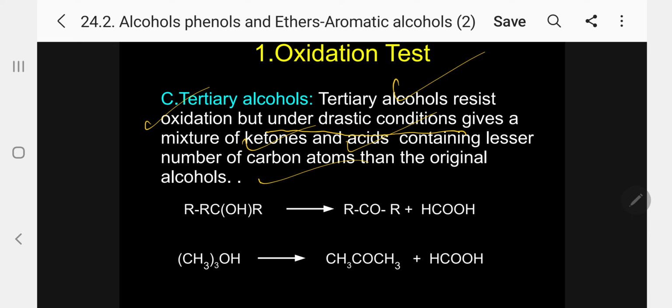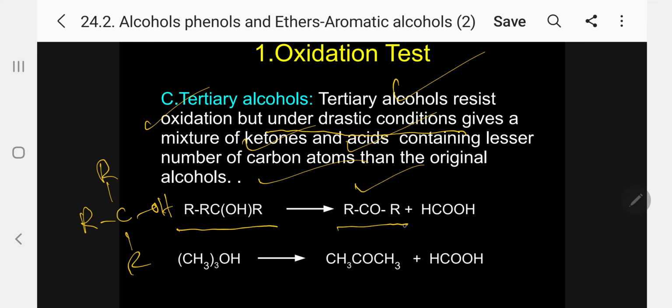Kindly follow. A specific example, R2COHR is a tertiary alcohol. Kindly follow how I am writing it. This is a tertiary alcohol. On oxidation, what is happening here? It gives the corresponding ketone plus formic acid. So what is happening here? This bond and this bond get broken, introducing a ketone, and this is now forming an acid.